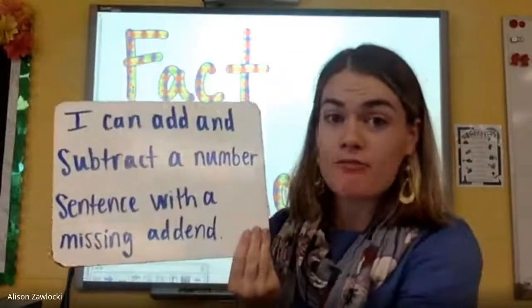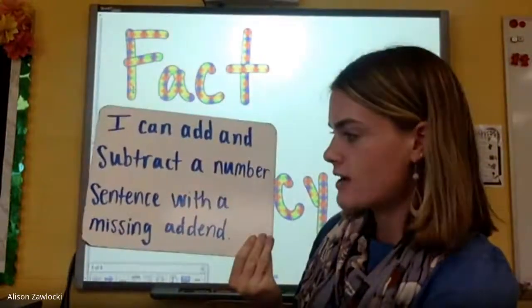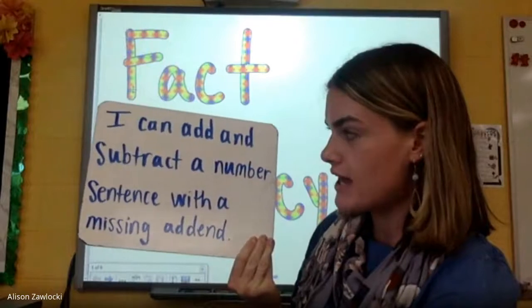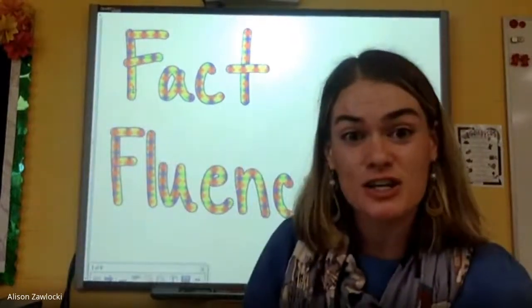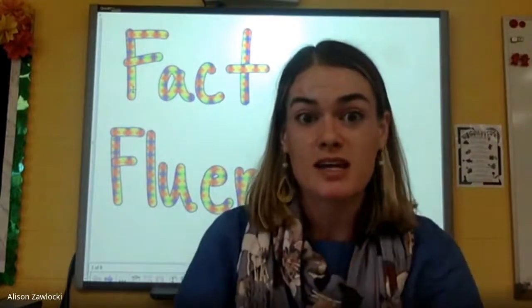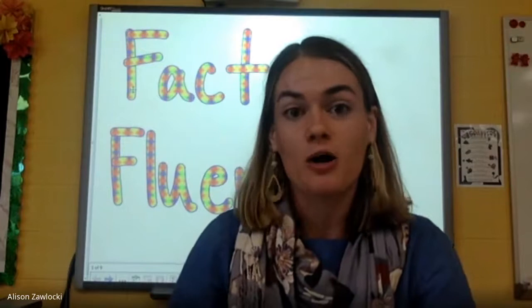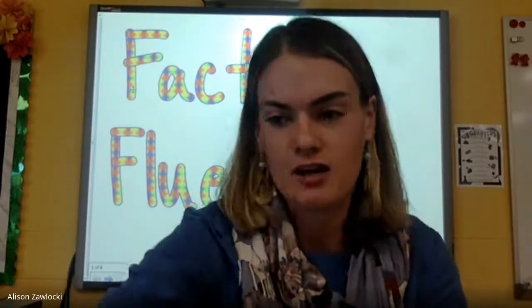Let's begin by reading our I can statement. I can add and subtract a number sentence with a missing addend. So we're going to continue to learn how to add and subtract a number sentence with a missing addend. Today, we are going to be drawing pictures using the part-whole method to subtract missing addend problems.